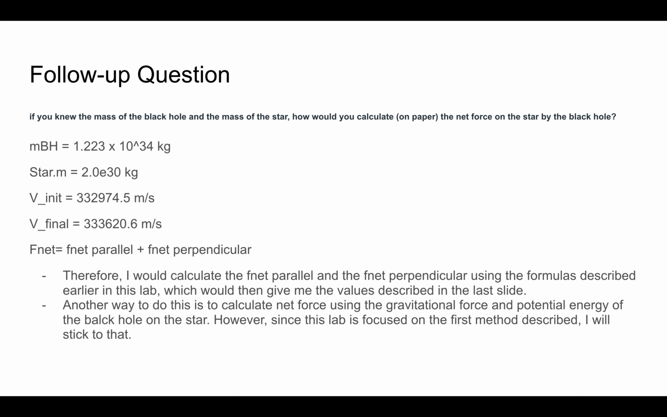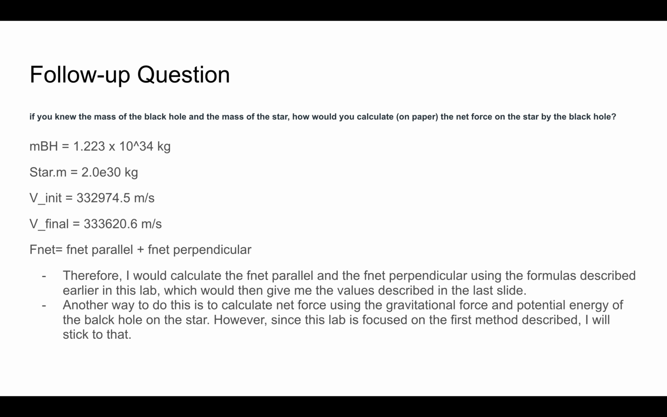Follow-up question is, if you knew the mass of the black hole and the mass of the star, how would you calculate on paper the net force on the star by the black hole? Doing this analytically, we have established the mass of the black hole from the code previously, the mass of the star, the initial velocity and the final velocity, and the net force is the net force parallel plus the net force perpendicular, and we have established those equations early on in the lab.